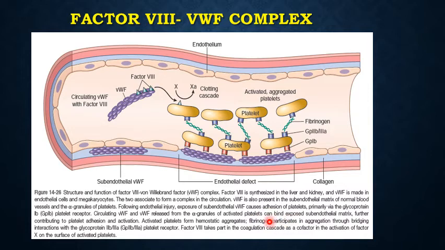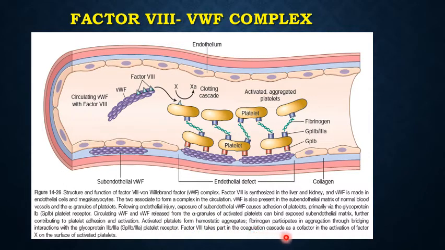So fibrinogen participates in aggregation through bridging interaction with glycoprotein 2b and 3a. Here is the fibrinogen, which is activated by the activated clotting cascade. This is the platelet, and this is the 2b and 3a receptor on the platelet. It contributes to more aggregation of the platelets.